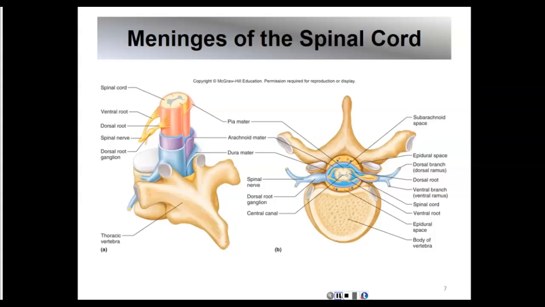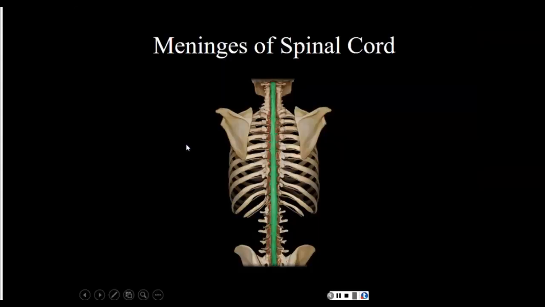This is another good picture of the meninges, and this is on the spinal cord. Here you can really see the layers as well. The dura, the arachnoid, and the pia mater. And then the blue under the arachnoid is where your cerebrospinal fluid is. Again, here's your meninges all the way down the spinal cord.